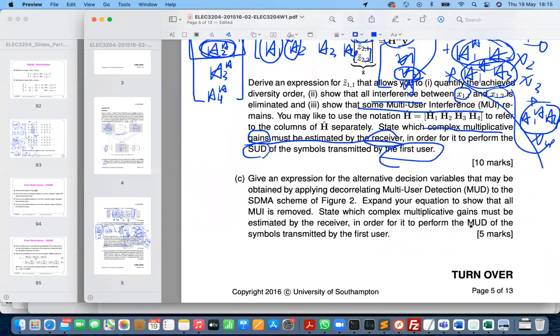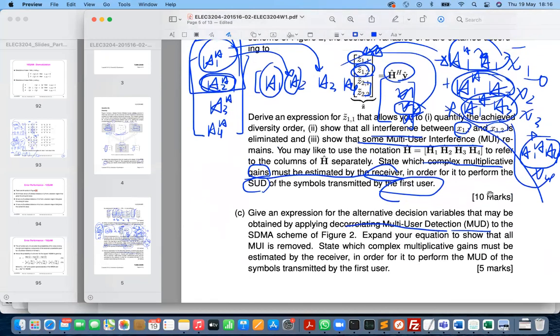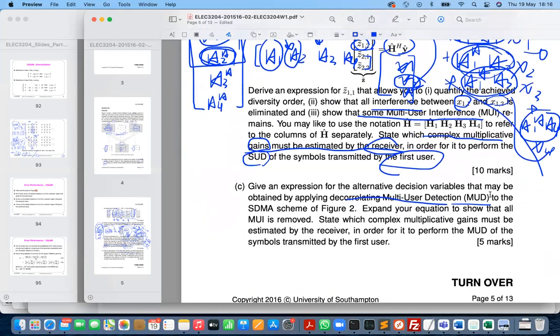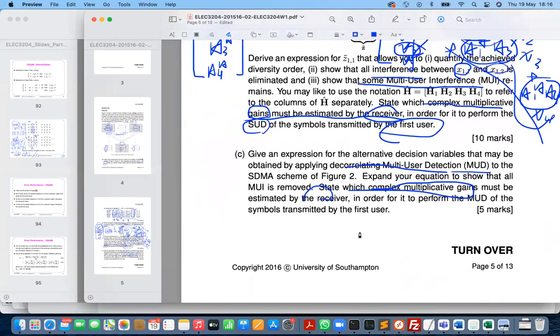So the next step is you need to apply multi-user detection to completely cancel out the interference. And then you need to state which channel gains must be known by the receiver in order to cancel the interference. So basically, the previous step has Z equals H Hermitian Y. In order to completely cancel interference, what you need to do is the matrix inverse.